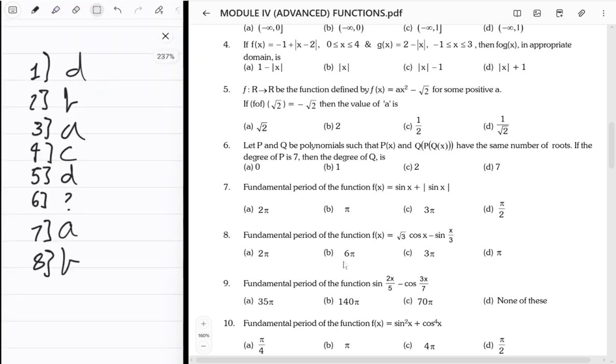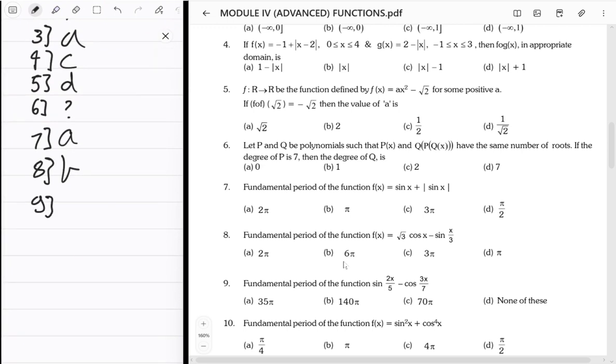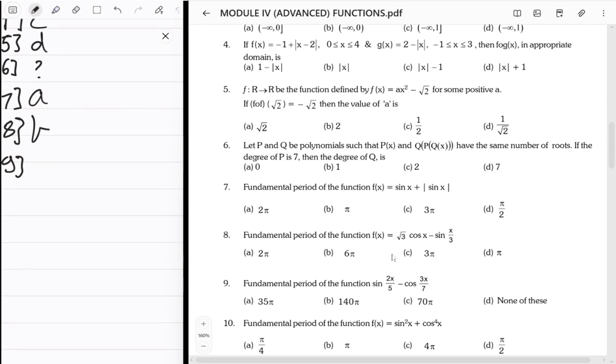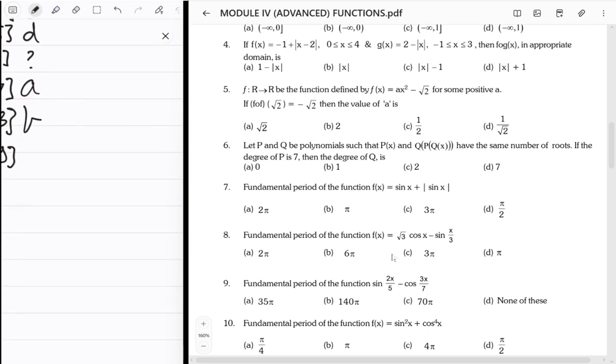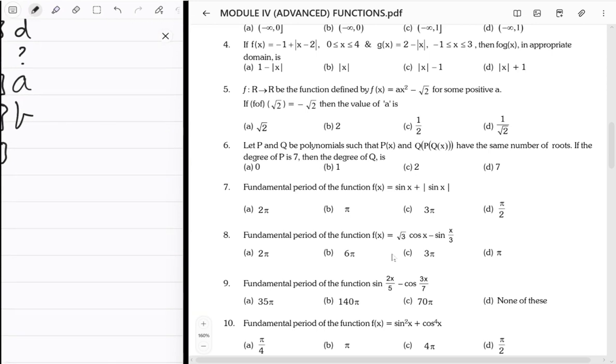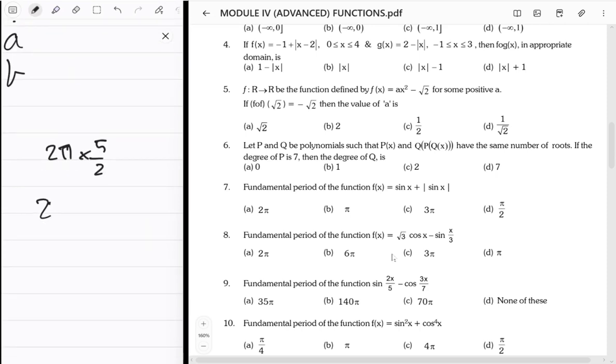Okay, ninth. Fundamental period of the function. Once again, same kind of stuff. Just figure out the period and take the LCM. So sine of 2x upon 5, what's the period for this guy? 2 pi times 5 upon 2. And this guy is 2 pi times 7 upon 3. You just want to figure out the LCM of these guys.